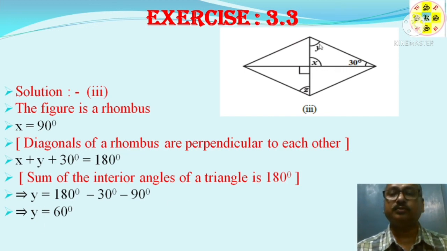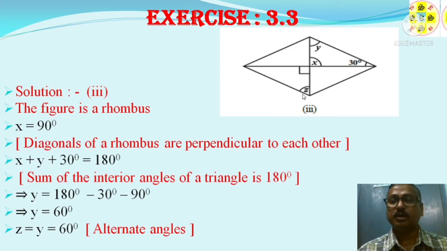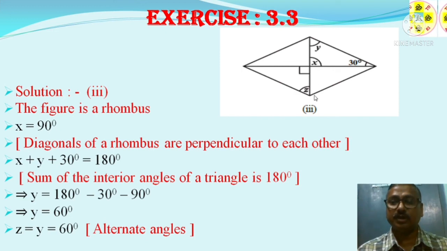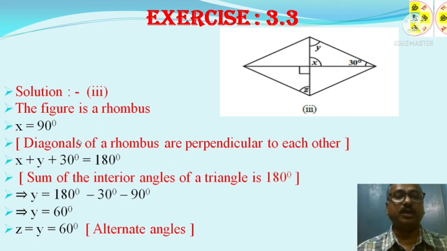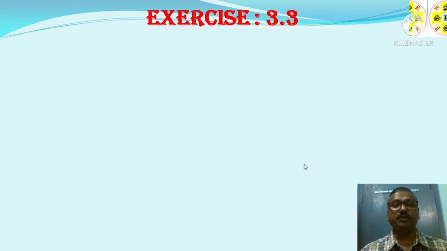x known, y known. Now z. So z equals y equals 60, alternate angles. Why alternate angles? These two are parallel sides, that is, opposite sides of a rhombus are parallel. Now this is the transversal. So this angle and this angle are interior alternate angles, so they are equal. So ultimately x is 90, y is 60, and z is also 60. So all unknowns are defined systematically.